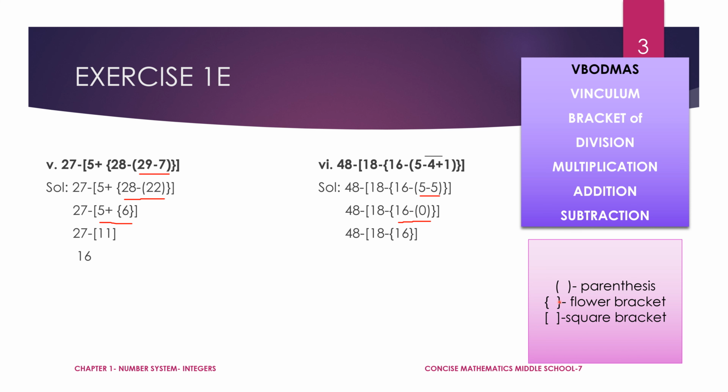Next, after this flower braces, check for the square braces. Right? For the square braces, you need to solve this because you don't have any division or multiplication or even addition. Only subtraction is inside the square braces. So 18 minus 16 will be 2. 48 minus 2 will be 46. Because one is positive, other is negative, put the bigger number sign, that is plus sign, and subtract it.